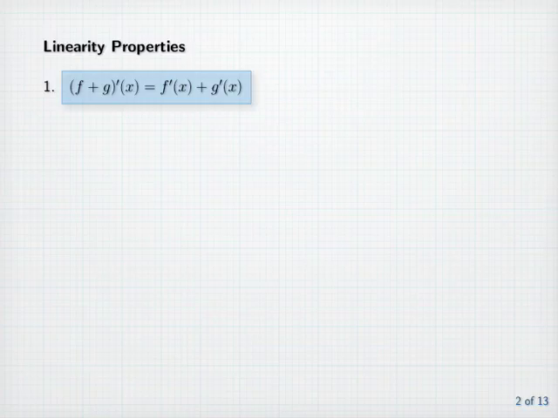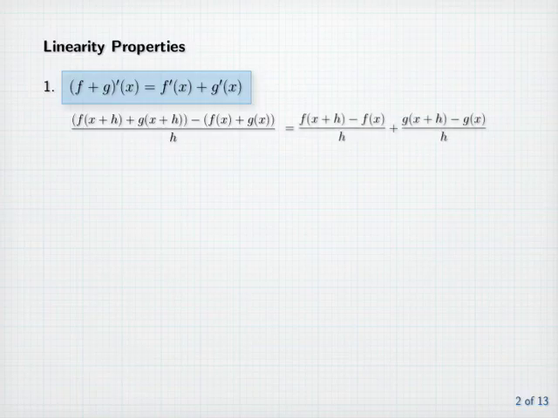To see why this is true, let's look at the difference quotient for f plus g. f of x plus h plus g of x plus h minus f of x plus g of x, all divided by h. Now we simply rearrange terms here in the numerator and then split up into two fractions. We simply have the sum of the difference quotients for f and g. Therefore, as h goes to 0, we obtain f prime of x plus g prime of x.